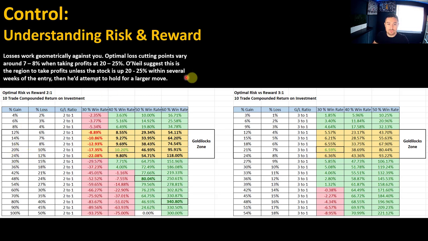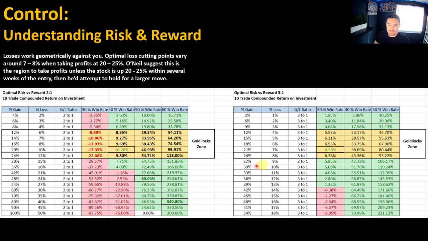But if we then come over here and your optimal risk versus reward is, now we're looking at 3-to-1 ratios, so i.e. your gain is 3 times that of your loss. Well, if we look over here, 30% win rate, even if you're only right 3 out of 10 trades, if your average gain is coming in at 21% and your average loss is coming in at 7%, that is the optimal. Your compounded return on investment after 10 trades is 6.59%. If you go up here to 24% and 8%, it is 6.36%.